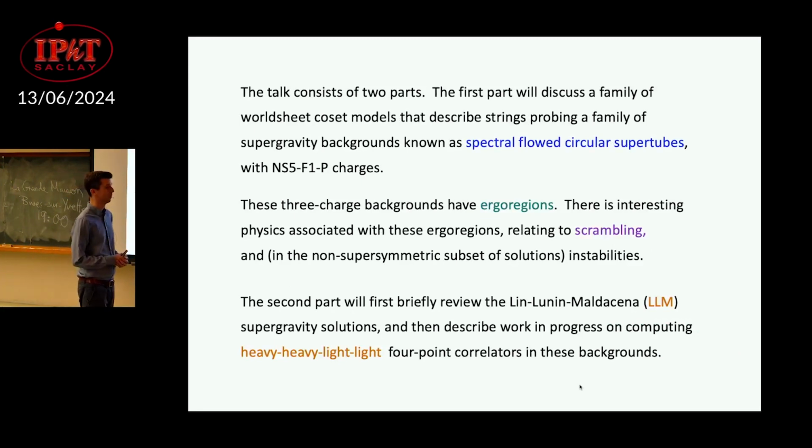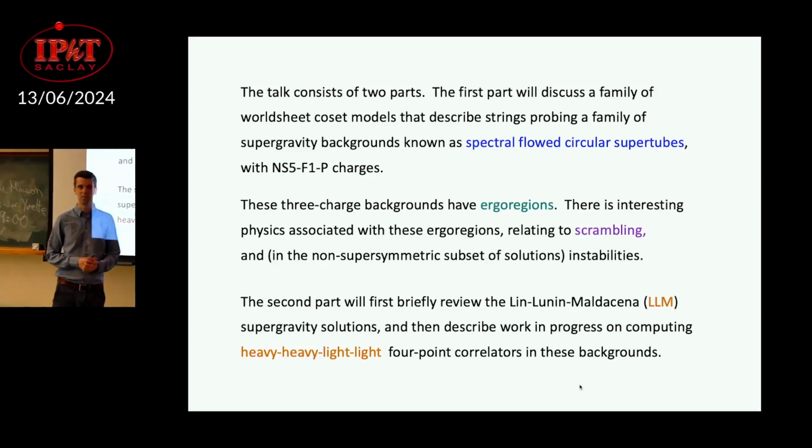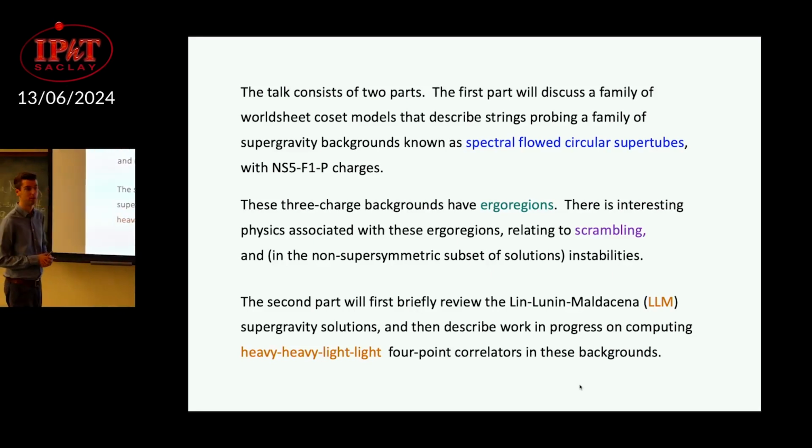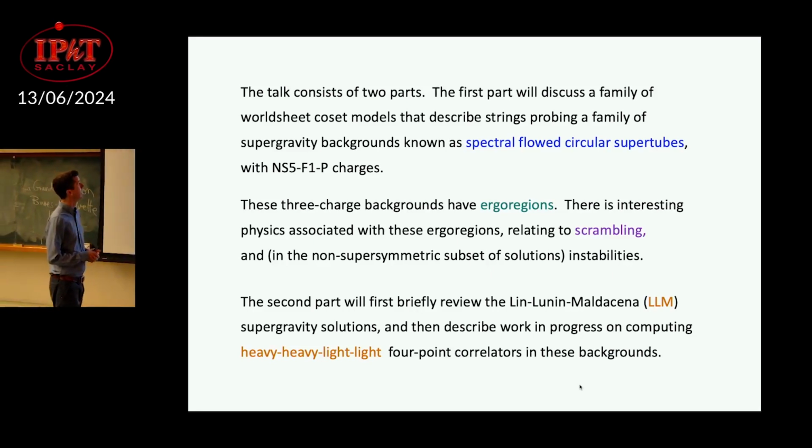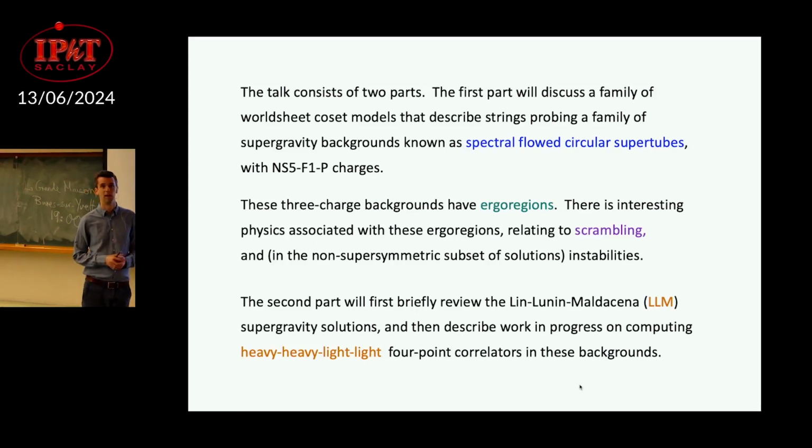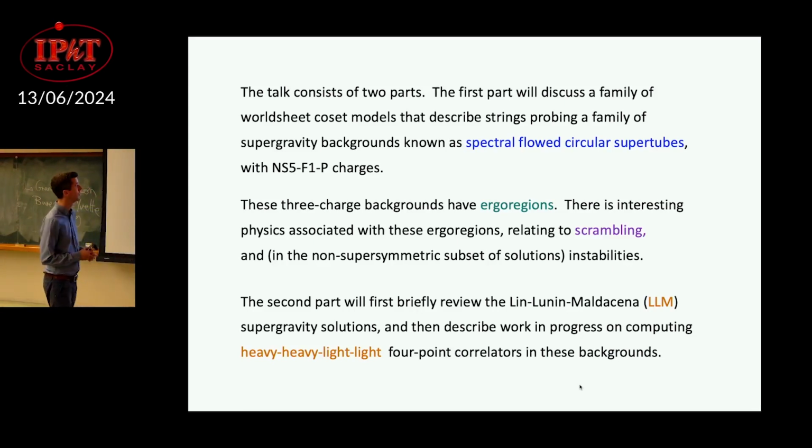The first one will be in some way a development of what we heard in the first talk this morning. It will describe work in progress on probing, using a particular family of worldsheet CFT models, the physics of a set of supergravity backgrounds known as spectral flowed circular supertubes with NS5-F1-P charges.